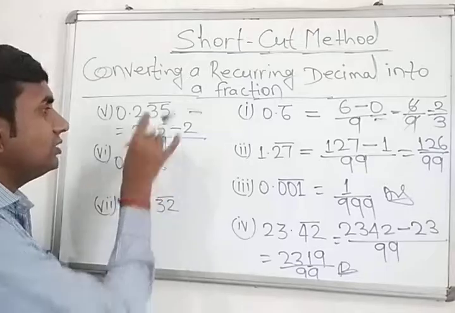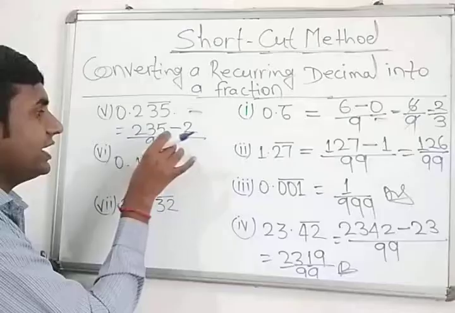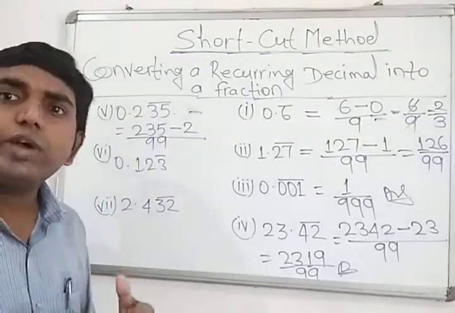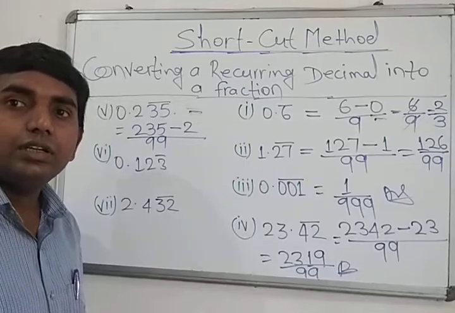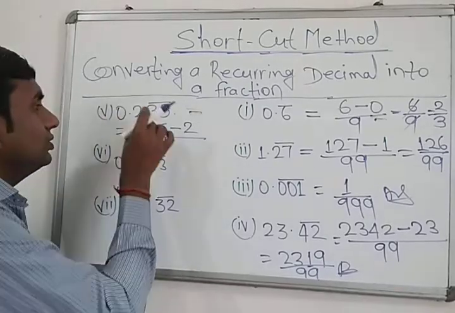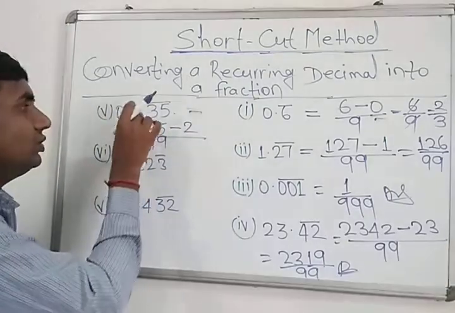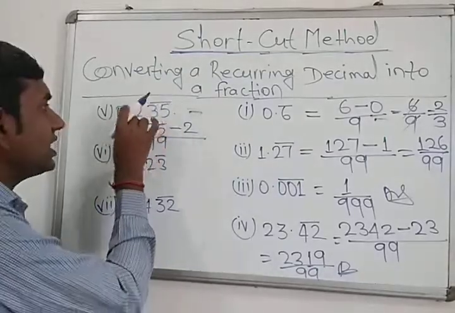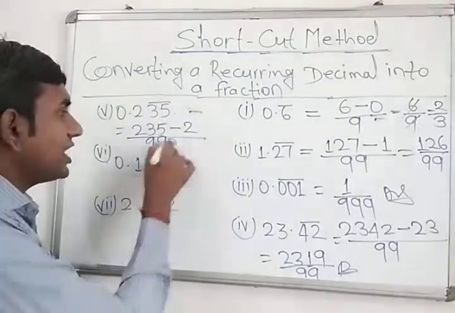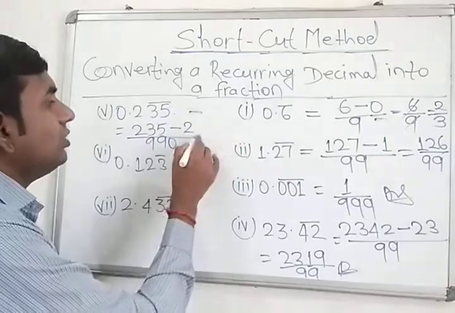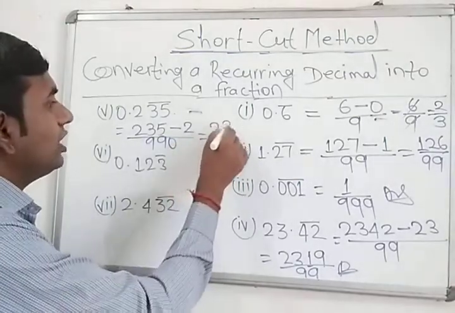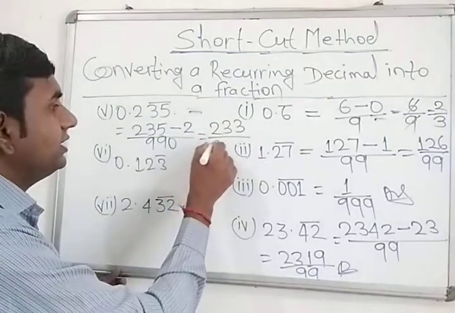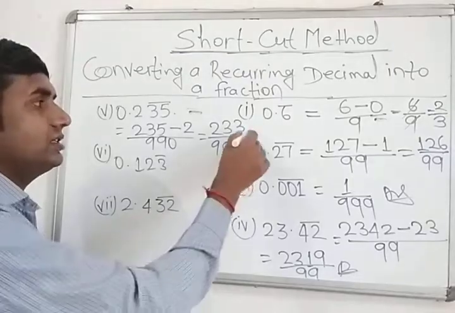So we have to write double 9. It means 2 digits are recurring, so 99, and it is also followed by 0, because there is 1 digit after the decimal that is non-recurring, so we have to write 0 here. Now our answer is 233 by 990.